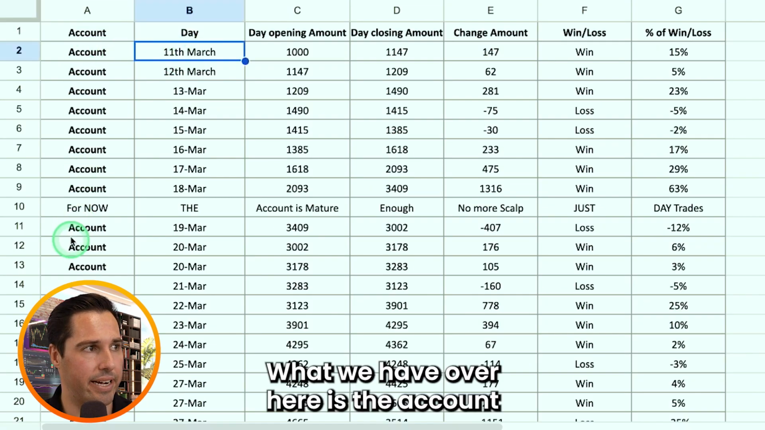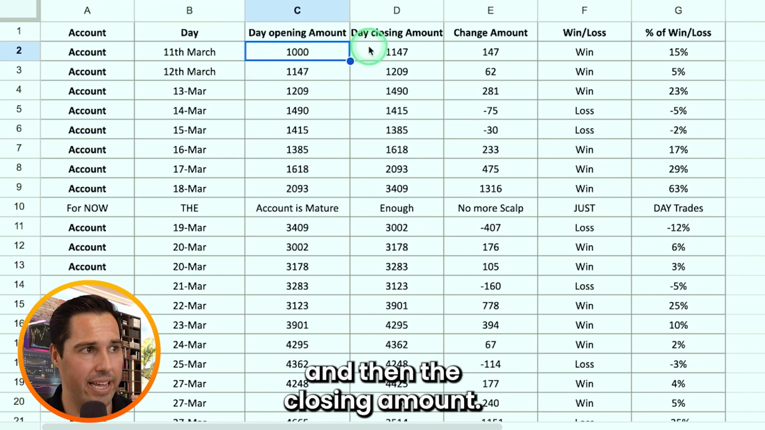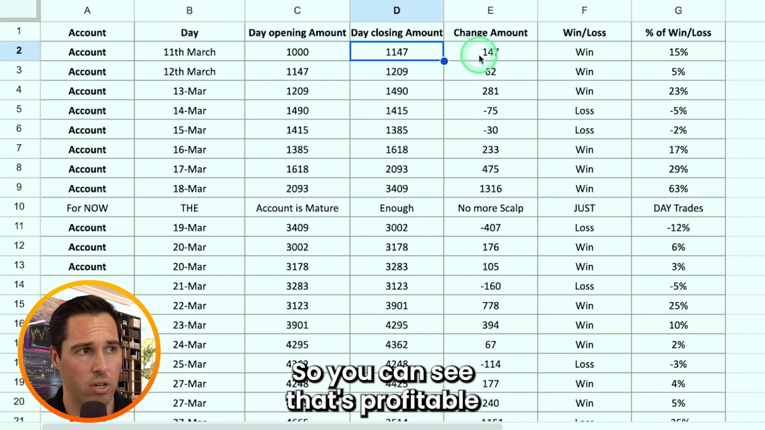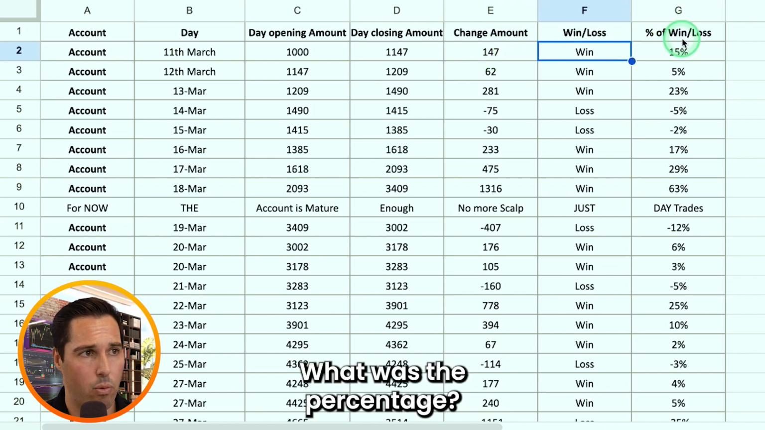What we have over here is the account. We have the day that the trades were taken, the opening amount, and then the closing amount. So you can see that's profitable by 147 on that day. Is it a win or a loss? You write that down. What was the percentage?